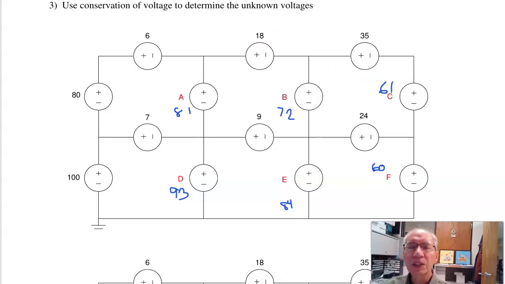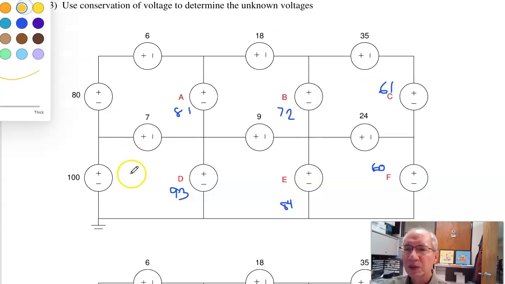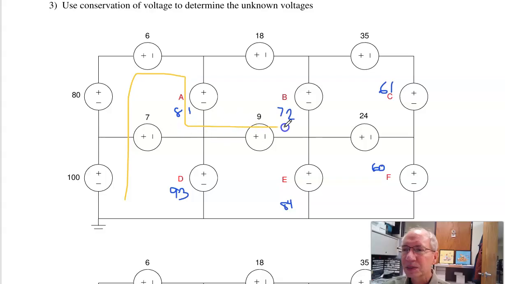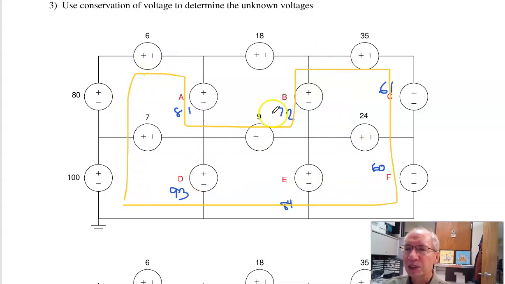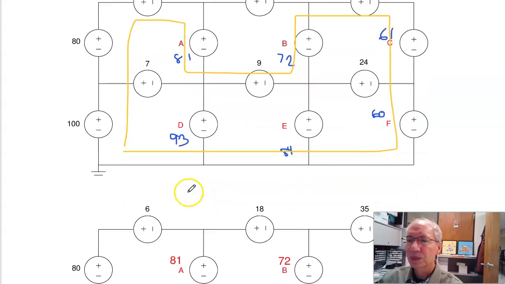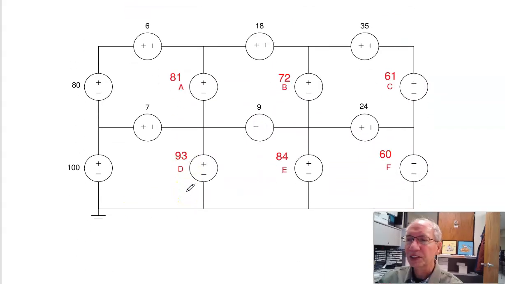And the thing to note, this works for any closed path. If I were to take this path, add them all up, since I wound up where I started, all this has to add to 0. So any closed path, if you add up the voltages around any closed path, the total has to be 0. That's called conservation of voltage. And here should be the answer.